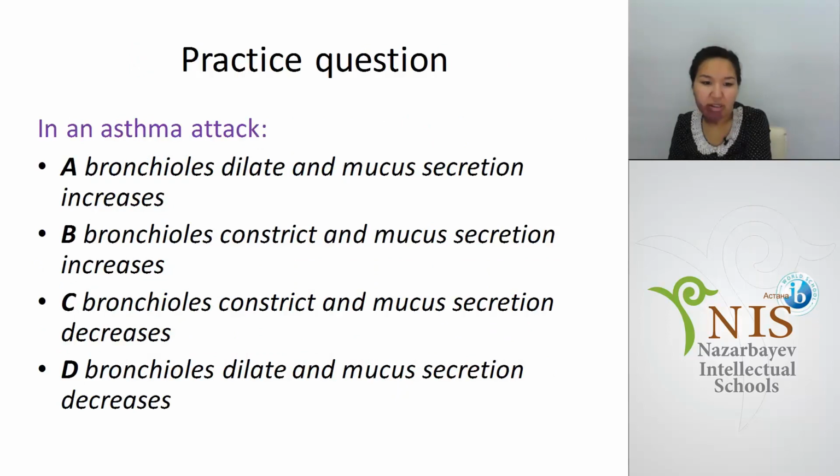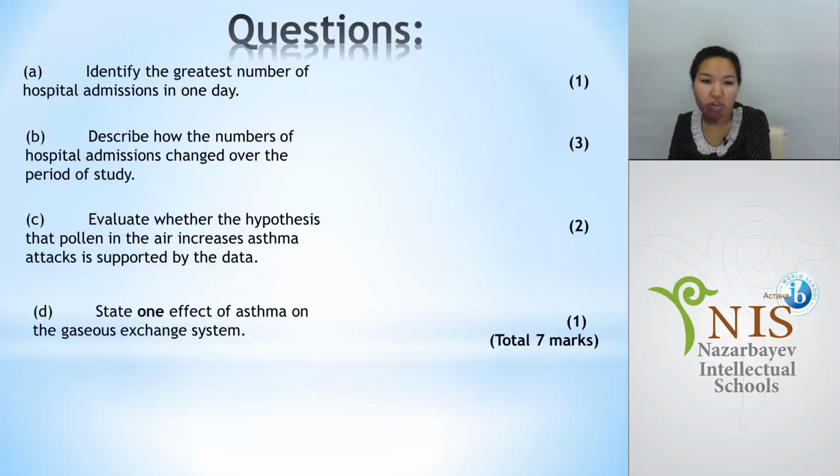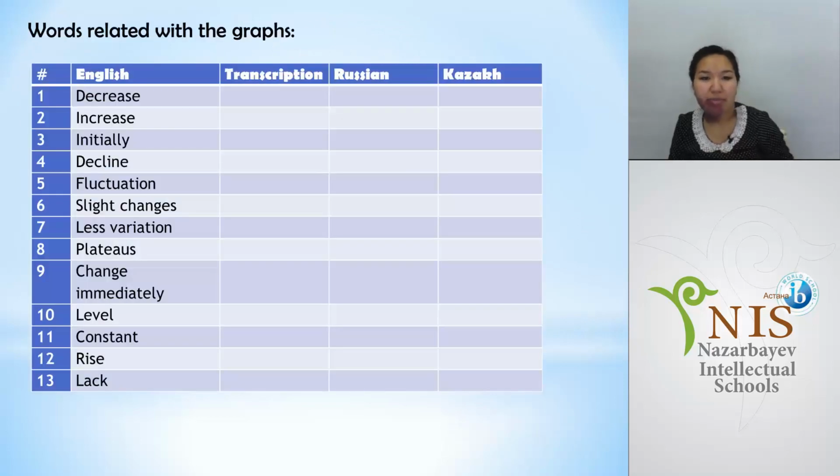Practice questions. There are different questions for the students about asthma. Here you can see paper 2 questions. There is work with graphs. Students should answer questions about graphs. There is one situation and questions about it, from a paper 2 question from IB. Here you can see the graph for our students, which is useful too.